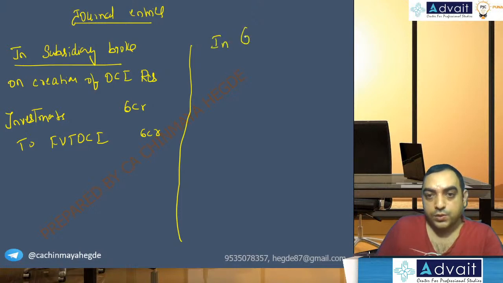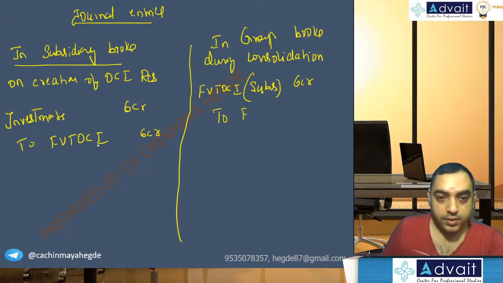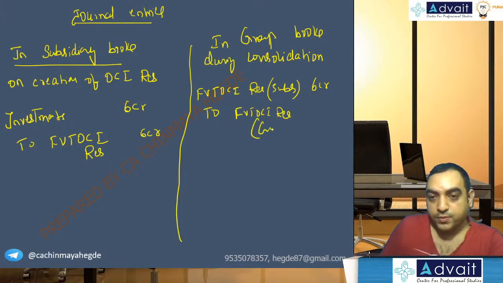Okay, in group books, during consolidation: FVT OCI reserve of subsidiary company 6 crores to FVT OCI reserve of group 5.4 crores and to NCI 0.6 crores.